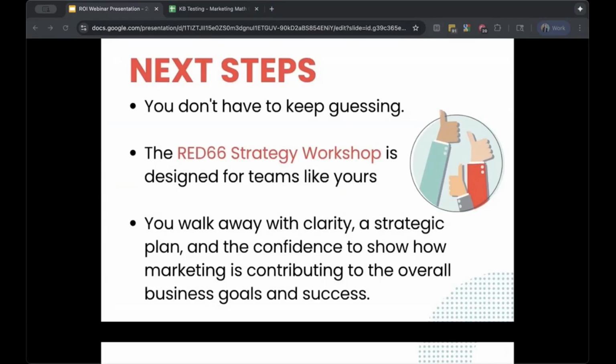The RED66 workshop is designed for teams that are small and scrappy, maybe overwhelmed, but we know that everyone here is incredibly capable. Bringing together that leadership, sales, and marketing in one room and getting everyone on the same page makes a huge impact. So you're walking away with clarity, a strategic plan, and the ability to show how marketing is contributing to the overall business goals and success.